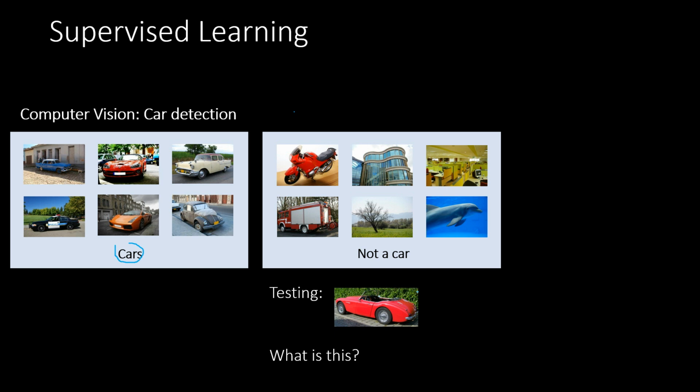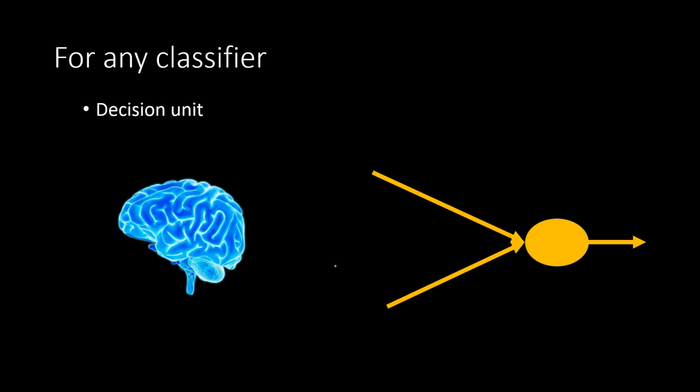And then once the model is trained, we'll give new data and ask it to predict whether it's a car or it's not a car. So basically, it's a supervised learning problem. For any classifier, there should be a decision unit which takes the decision of classifying the given input in a category A or category B.